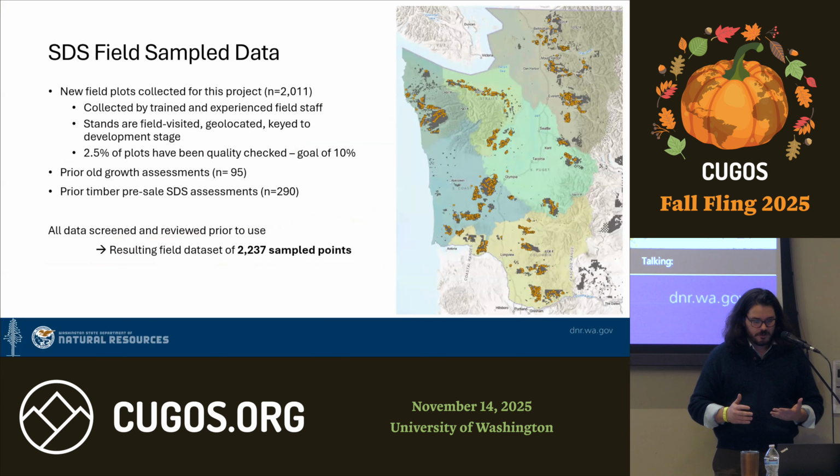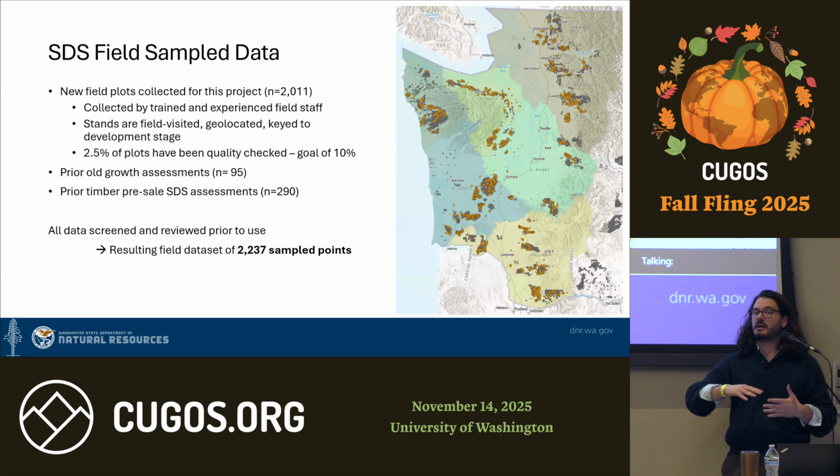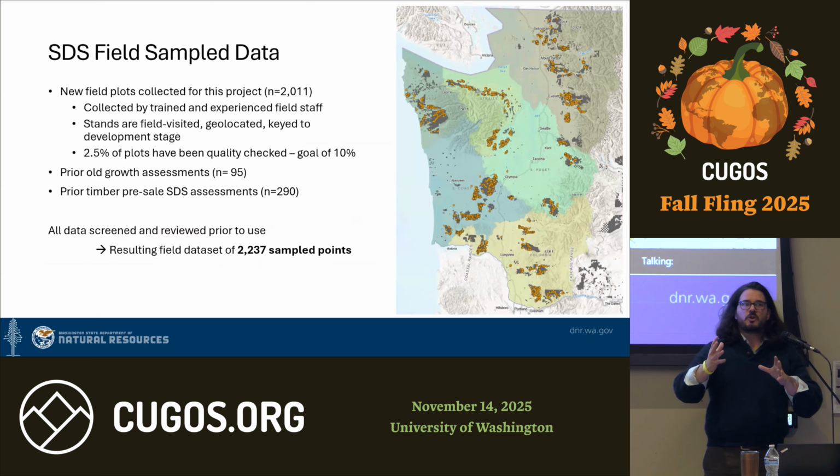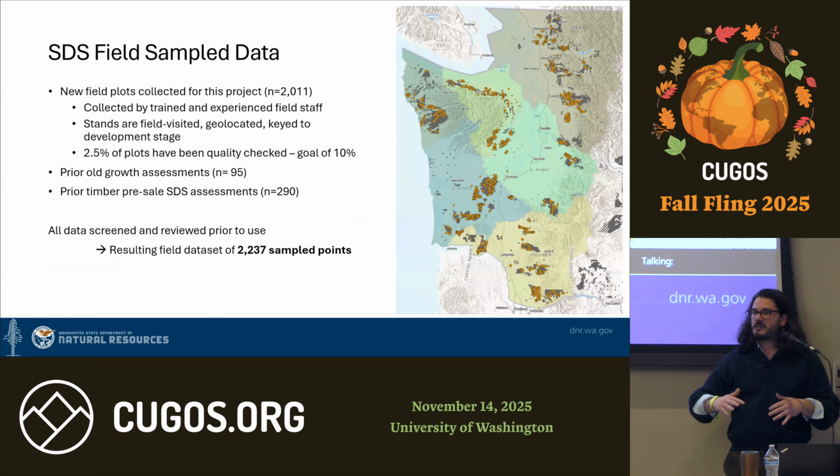So we went out into the field and it was the winter time. So we ended up collecting a little bit of a biased sample. It would have been great if we had more time. We did the data collection in 2 months. When we collect our field plots, in Eastern Washington, as an example, we collected 2,000 inventory plots on the ground over the last 10 years. For this project, we collected about 2,000 plots over 2 months.